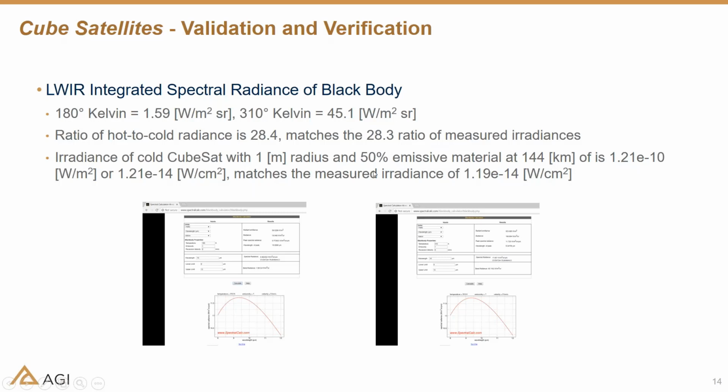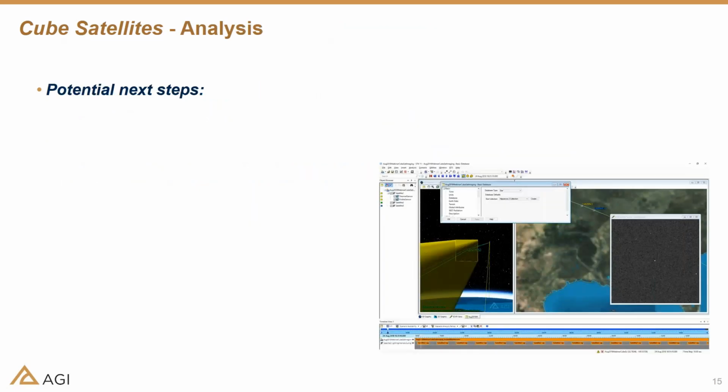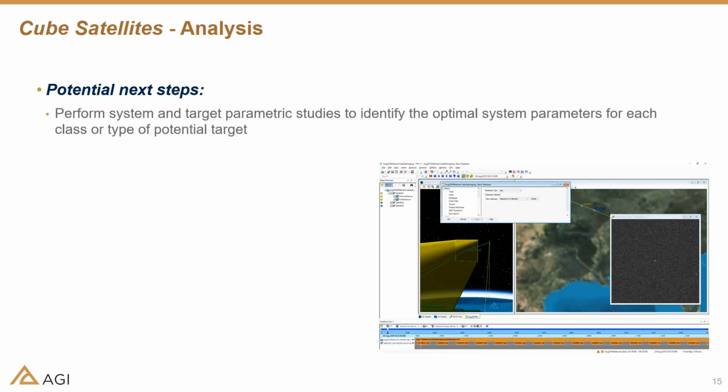It's 1.2, and we match about 1.19 watts per centimeter squared. Again, that's E⁻14 for both of these. So I just want to do a quick piece of validation verification to show that, yeah, these are physics-based tools, and yep, they're giving you the right numbers on their outputs. Again, this is just a quick detection analysis, but what might some of the next steps be?